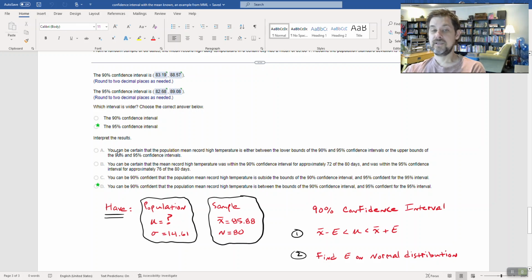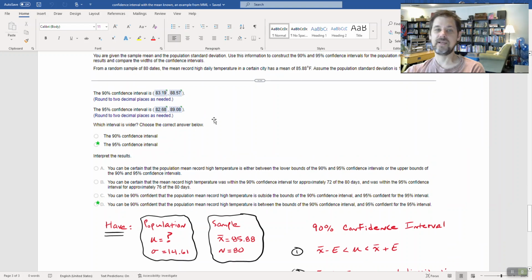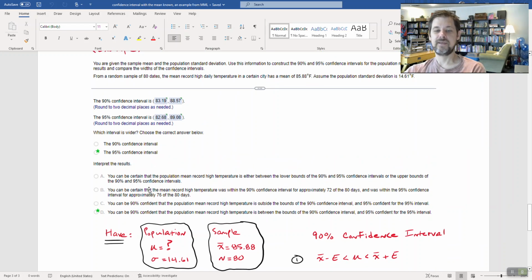And as far as an interpretation, you can be 90% confident that the population mean record high temperature is between the bounds of the 90% confidence interval, and 95% confident for the 95% confidence interval. That's how I describe them. I can't tell you with this for certain what the population mean is, but I'm giving you a confidence level of the numbers that it lies between.